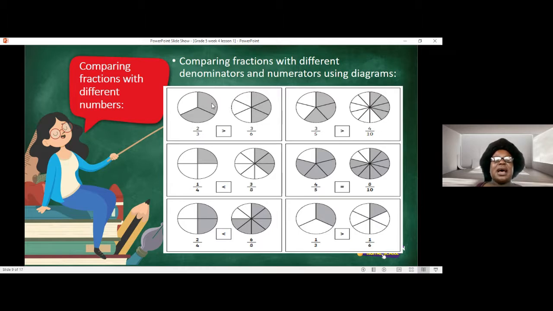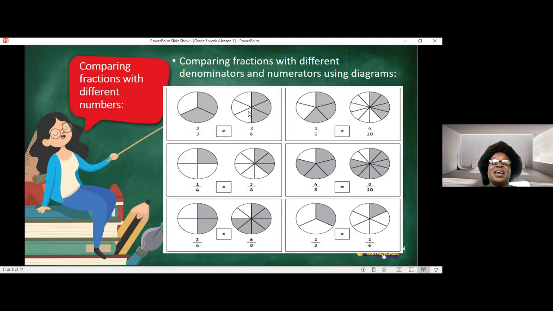These circles are the same size. Can you see? So we can take these circles as a cake. I don't know which one is your favorite cake. I love red velvet with all my heart. Maybe red velvet is also your favorite cake, or chocolate, or vanilla. Okay, so I love red velvet.